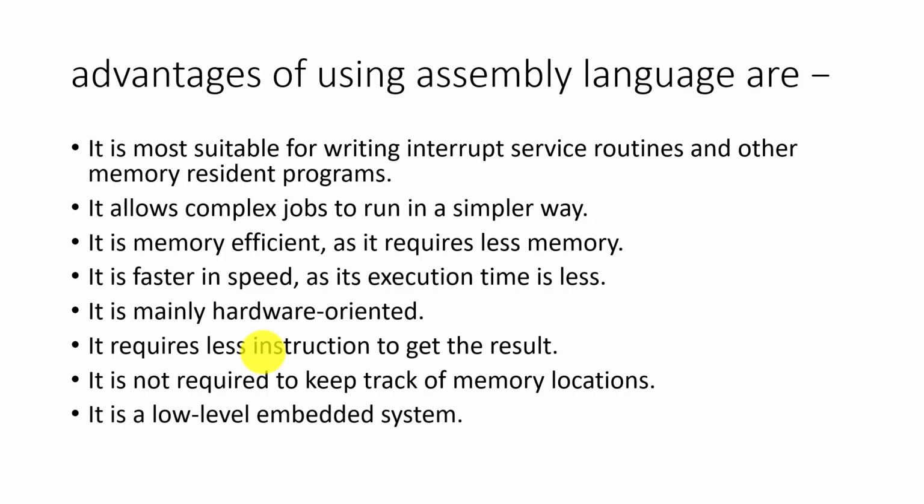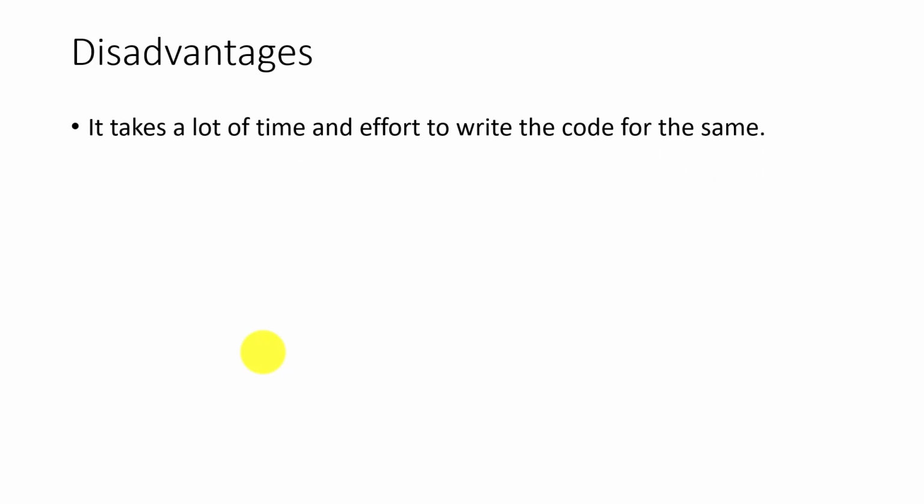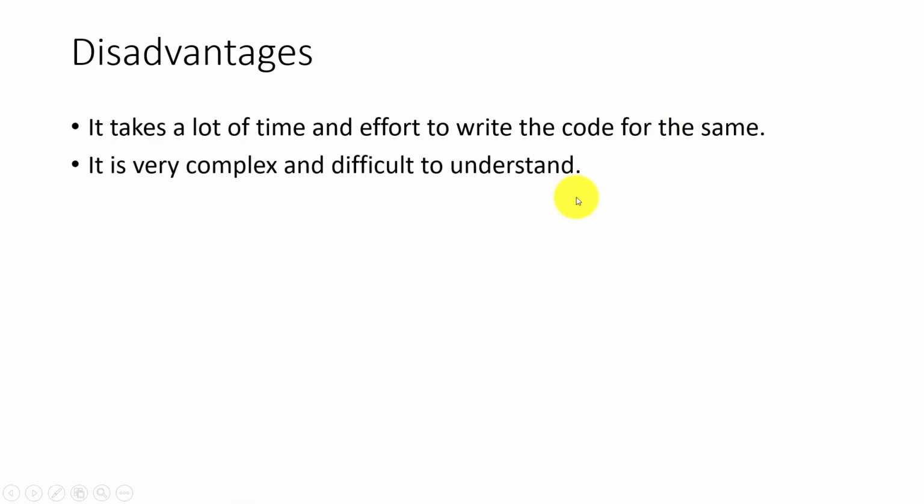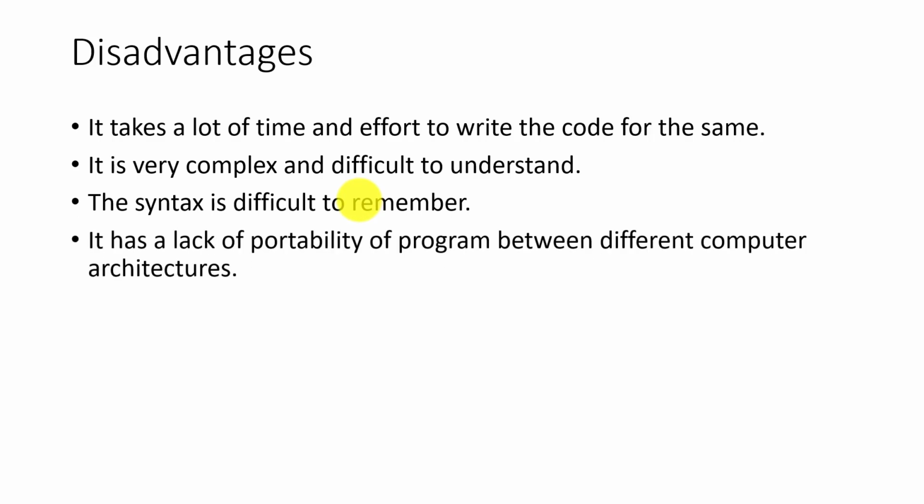Now let's understand the disadvantages of assembly language. The first disadvantage is that it takes a lot of time and effort to write the code, because we have to understand and recognize what symbols are used. It's very complex and difficult to understand, because we design it for a specific operating system or operation codes for a specific architecture. The syntax is also difficult, because of symbols, mnemonics, etc. We have to remember the syntax.